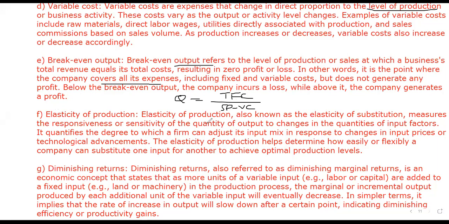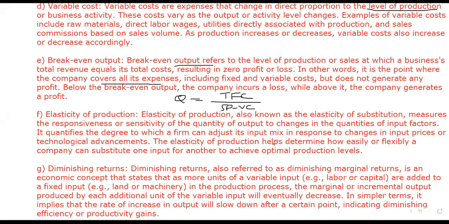So elasticity of production is also known as marginal rate of technical substitution or elasticity of substitution. It measures the responsiveness of quantity of output to changes in quantities of input. So it measures the degree to which a firm can adjust its input mix in response to changes in input prices. Then we also have what we call diminishing returns.